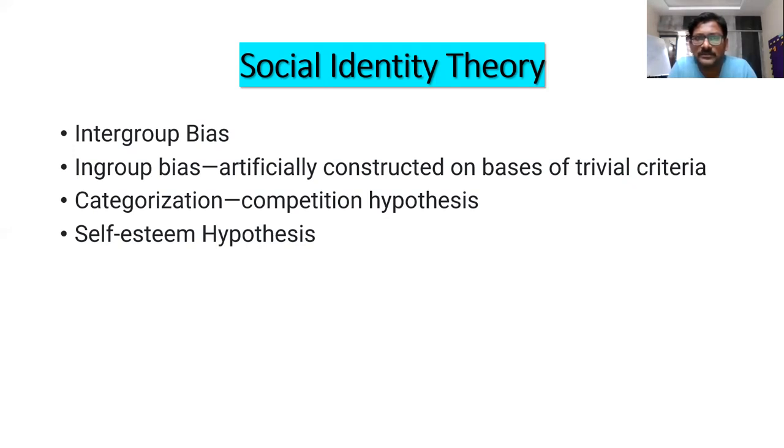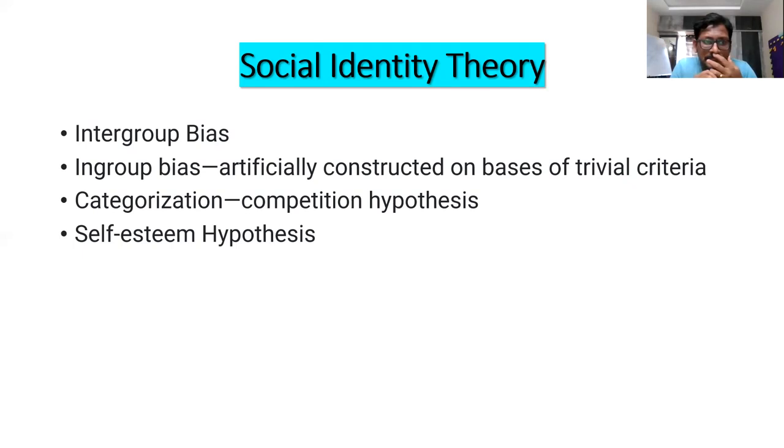Even the self-esteem hypothesis was developed. It talks about having a positive social identity along with one's personal identity. It means feeling good about oneself. We identify with a group that does well, so we feel good about ourselves. That's how the self-esteem hypothesis arrived in social identity theory.